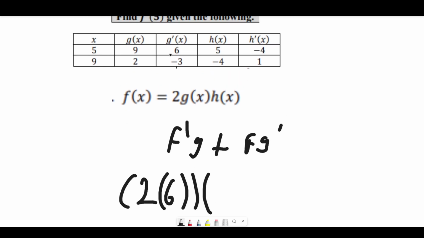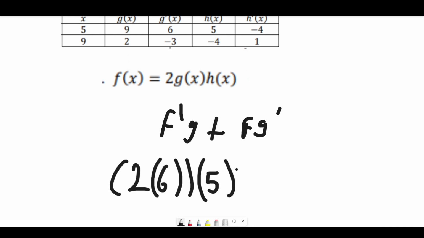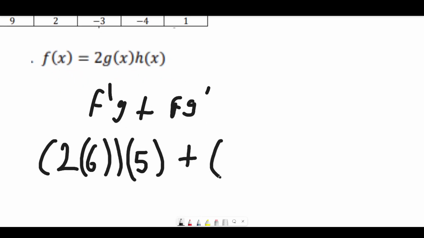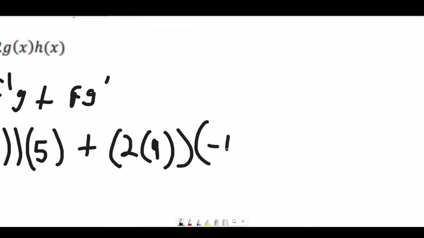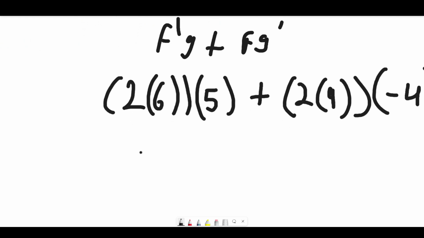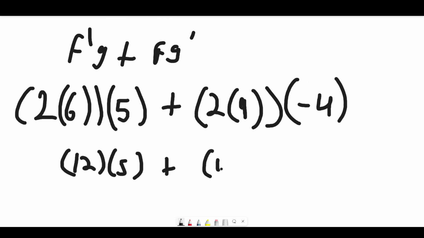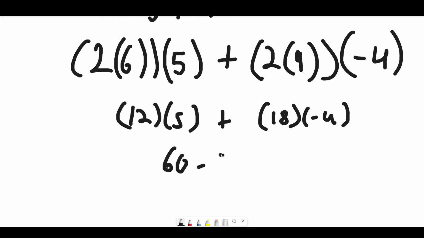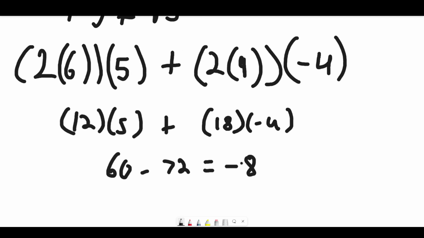times h of 5, which is just 5, plus 2 times g of 5, which is just 9, times the derivative of h of 5, which is negative 4. So you're going to multiply everything together and add it all out. So this is just 12 times 5 plus 18 times negative 4. So 60 minus 72, which equals negative 8. So now we're going to go to our next question.